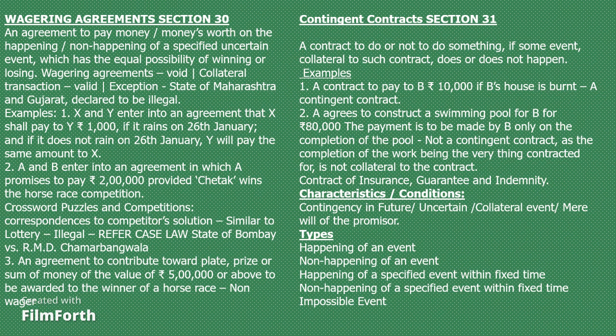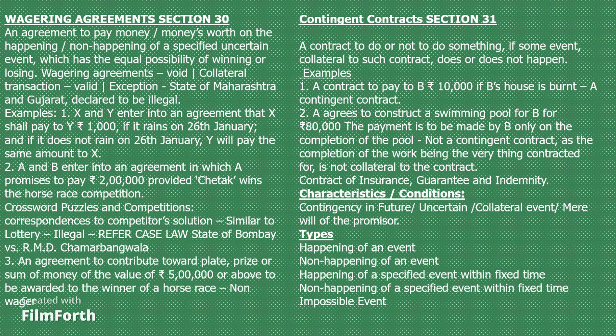Agreements not held as wagers. Agreement to pay prize money not exceeding Rs 1,000. An agreement to pay a prize exceeding Rs 500 to the winner of a horse race is not a wager. Section 31. Contingent contracts. A contingent contract is a contract to do or not to do something, if some event, collateral to such contract, does or does not happen.